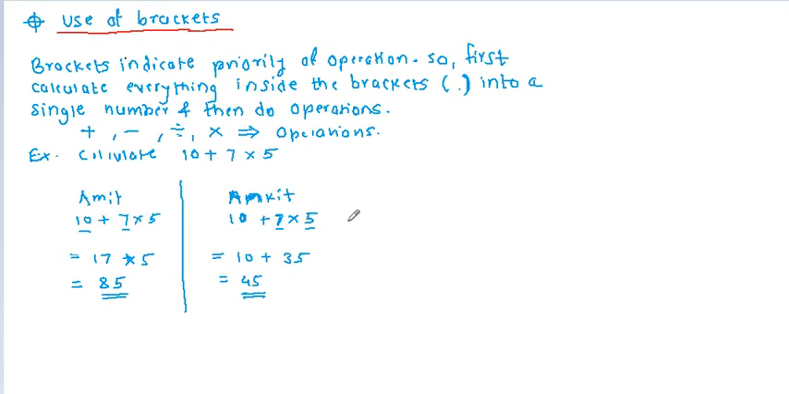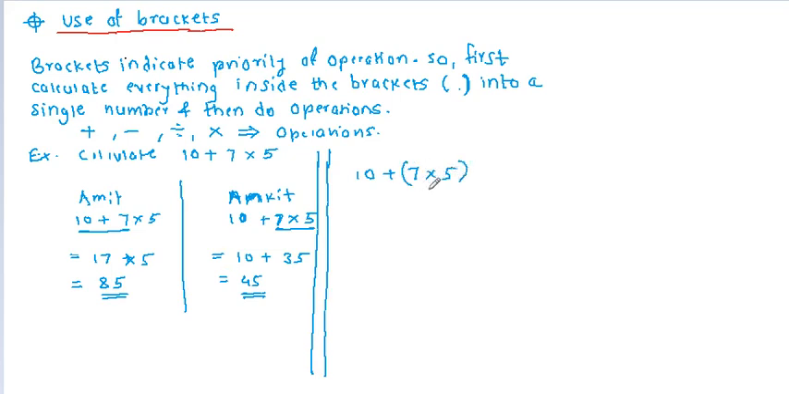To avoid such a situation, we have a solution: the use of brackets. Now we use brackets in the same example and see how it works. We will put a bracket in the example 10 plus 7 into 5. We will put a bracket around 7 into 5.